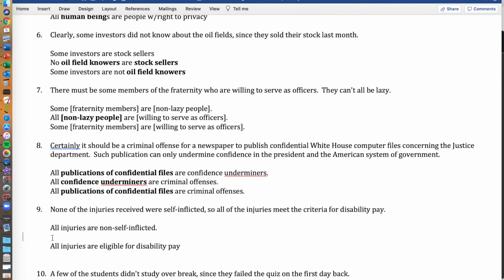And that means that the missing premise is going to also be affirmative. The middle term is non-self-inflicted injuries. It's the term that's not in the conclusion. And it is not distributed here because it's the predicate of an affirmative, which means it must be distributed when it reappears. And again, that means it's going to go in the subject position of a universal affirmative. So, all non-self-inflicted injuries are injuries eligible for disability pay.